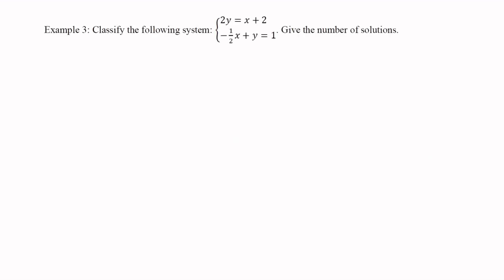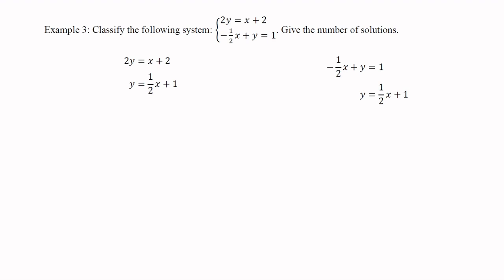So in example 3, let's classify the following system and give the number of solutions. What we're going to do is rewrite both of the equations into slope-intercept form so we can compare the slopes and the y-intercepts. For this first equation, all we've got to do is divide everything by 2, and we get y equals 1/2 x plus 1. For the second equation, we first have to add 1/2 x to each side. Then here we've already gotten ourselves into slope-intercept form.